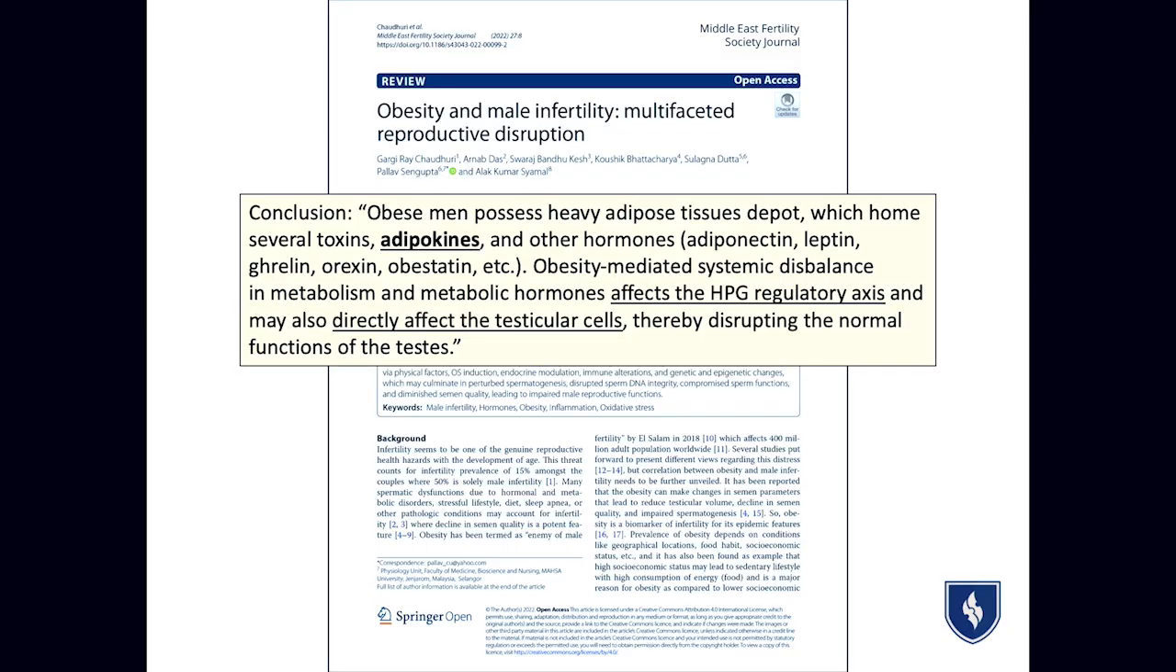This is a paper called Obesity in Male Infertility, Multifaceted Reproductive Disruption. They go on to conclude obese men possess heavy adipose tissue depots, which home several toxins, adipokines, and other hormones: adiponectin, leptin, ghrelin, orexin, epistatin. Obesity-mediated systemic imbalance in the metabolism and metabolic hormone effect of the HPG regulatory axis, and may also directly affect testicular cells, disrupting normal function of these cells.